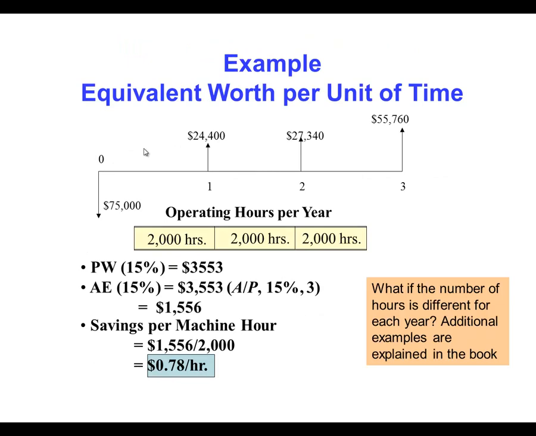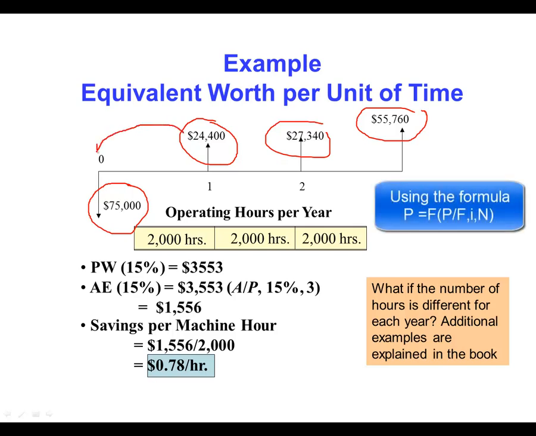Let's look at the example that we used in the previous session. Knowing the cash flows from the diagram and the operating hours per year, let's first bring all cash flow values to point 0 using the present worth calculation with interest 15%. So we will bring all these values to year 0.